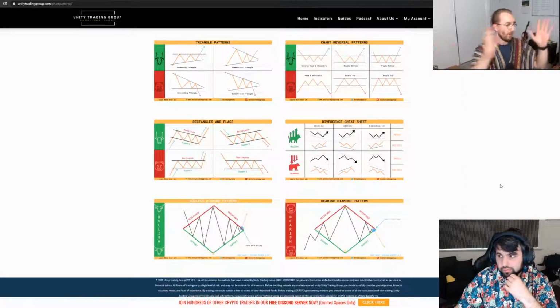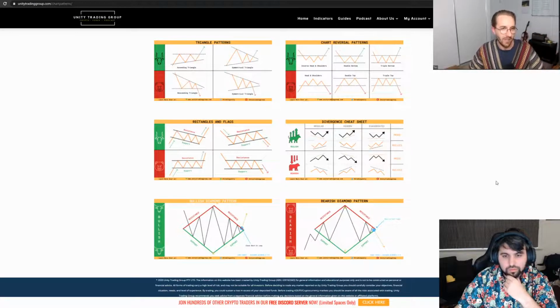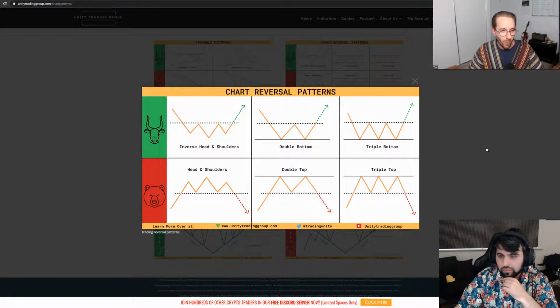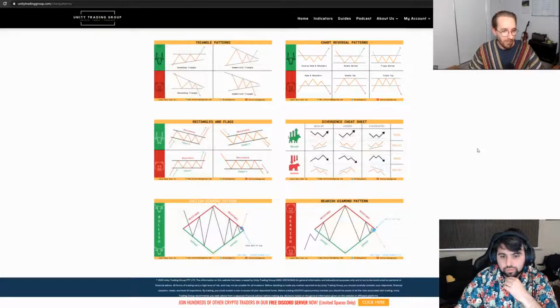That way I've got a visual representation of any formations that we see, being the symmetrical triangle, the divergence, flags, all of which have played out in the last couple of weeks. My favorite, the double bottom and the double top, which we're going to get into right now.